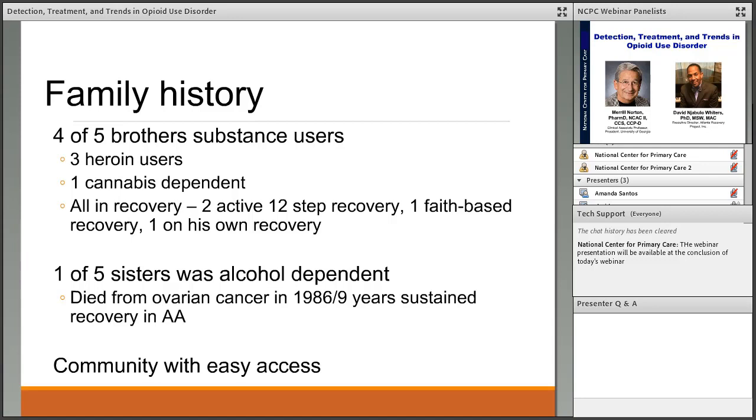Also, one of my 5 sisters, who was my older sibling, was also alcohol dependent. She actually had 9 years sober in Alcoholics Anonymous when she died from ovarian cancer in 1986. I started my recovery because of her. She said to me one day, "David, you need some help." Now, I didn't think that anybody knew that I had a problem. Later, I would find out that everybody knew I had a problem. I just thought nobody knew I had a problem.